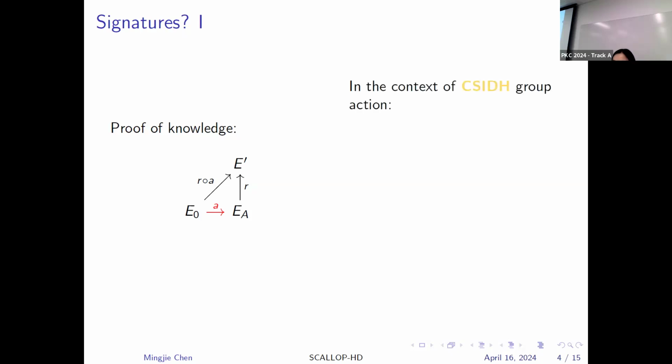In the context of the CSIDH group action, as I mentioned earlier, the secrets are n-tuples. So the paths a and r are n-tuples. And what about the composition? It's another n-tuple, but the entries are now in a different range: from negative 2m to 2m.